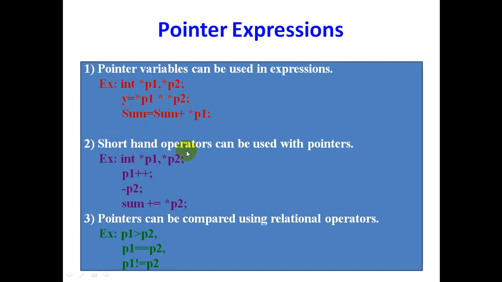Next, shorthand operators can be used with pointers. Shorthand operators are like increment, decrement, and minus. These are different types of operators we studied. Here I have taken two pointers P1 and P2 which are declared in integer data type, and in the next, P1++. This is an increment operator which will add 1, and here another operator, minus minus P2, and next sum += *P2.